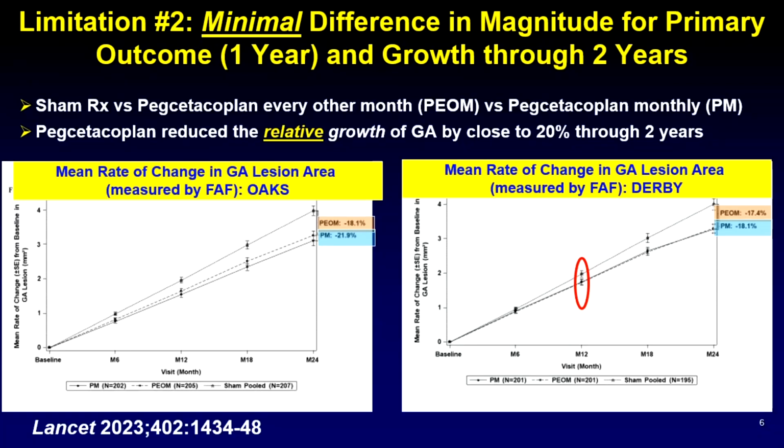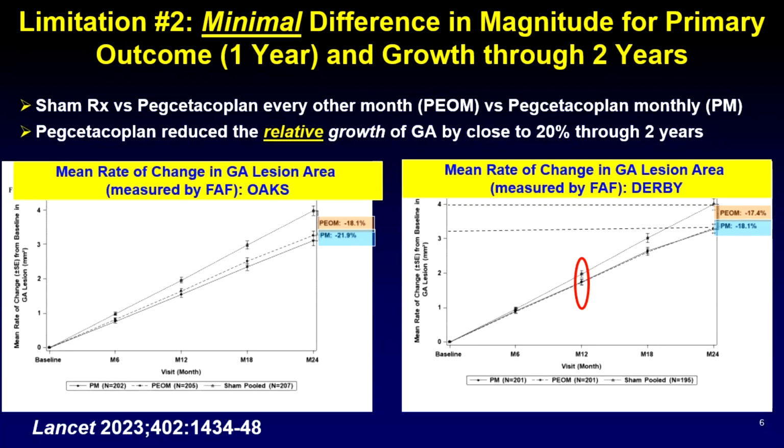It's very small here. If you look across to the y-axis, at 1 year, it's the difference between 1.5 and 1.75 of growth of millimeters squared of geographic atrophy. If we look at 2 years, the control group's about 4 millimeters and the treatment group is about 3.25 millimeters squared. What does that mean?